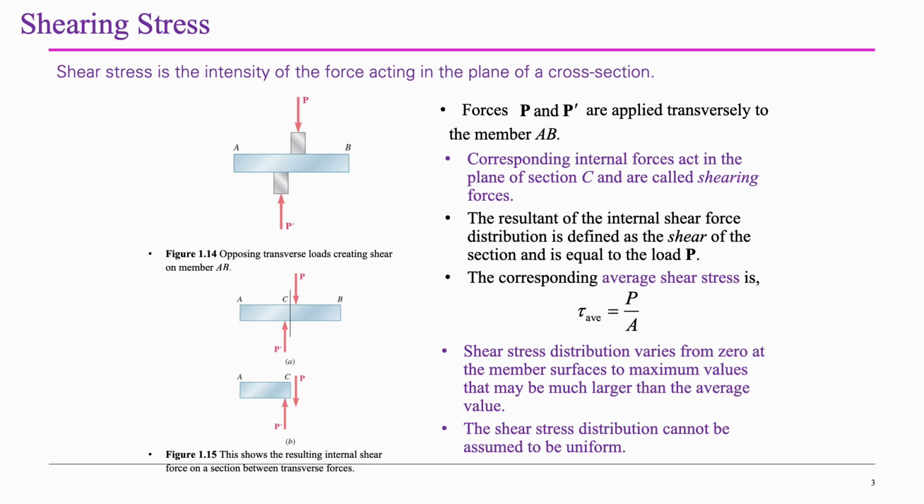However, and this is very important, the actual distribution of shear stress is not uniform across the section. It typically varies from 0 at the edges of the member to a maximum value near the center. This is especially true in rectangular cross-sections, where the maximum shear stress can be significantly higher than the average. So, we use the average shear stress for quick estimates or in design situations where high precision is not critical. But for more detailed analysis, especially for safety-critical structures, we need to consider the full shear stress distribution.